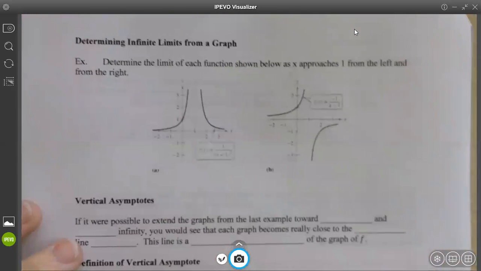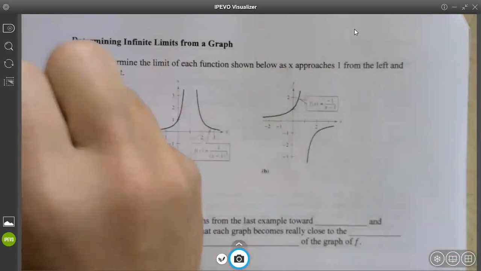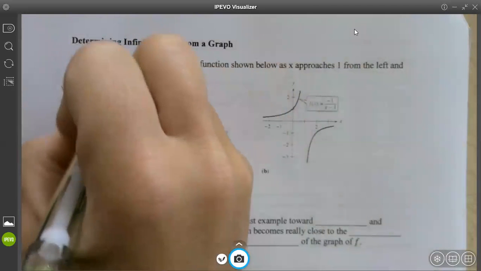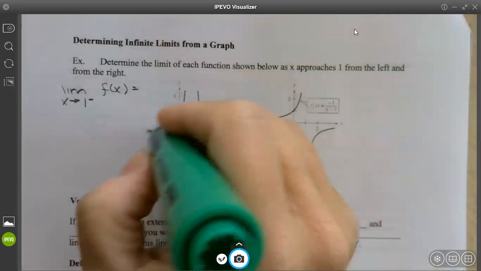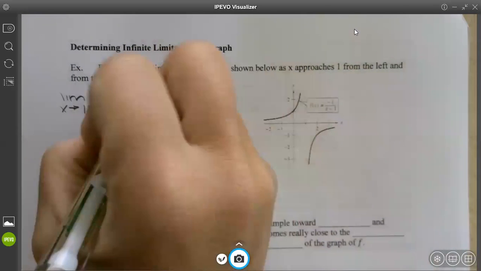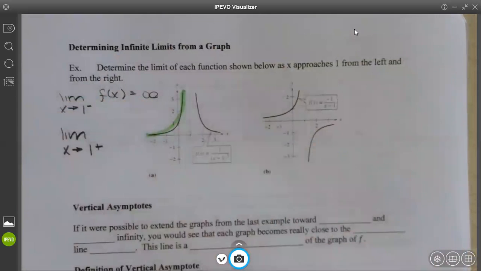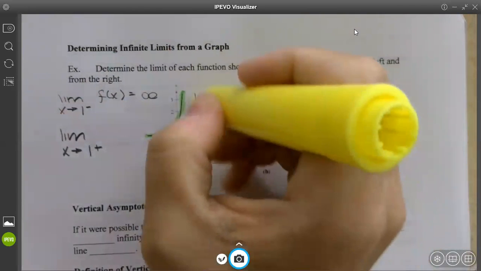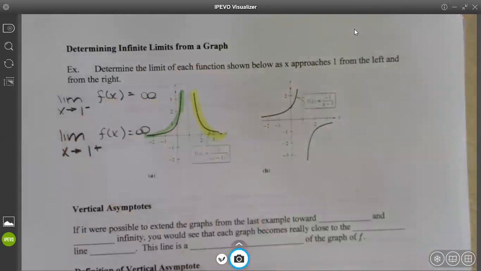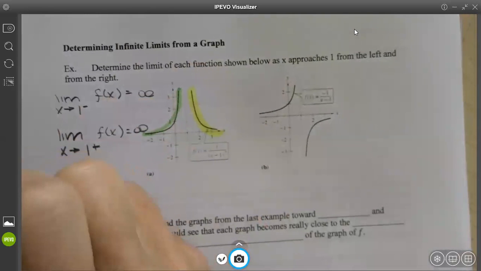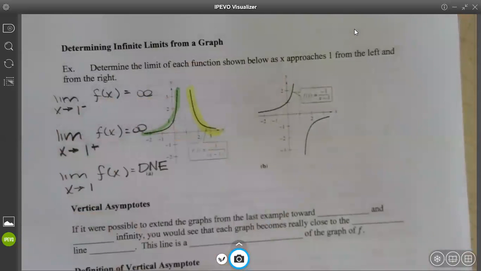So defining infinite limits from a graph, determine the limit of each function shown as x approaches 1 from the left and 1 from the right. So the limit as x approaches 1 from the left of this function right here. We're just going to look at the left side. Where is it going? To positive infinity. One from the right is the other side. Where is it going? There you go. What about just the limit as x approaches 1? Very good. It does not exist because it's unbounded.